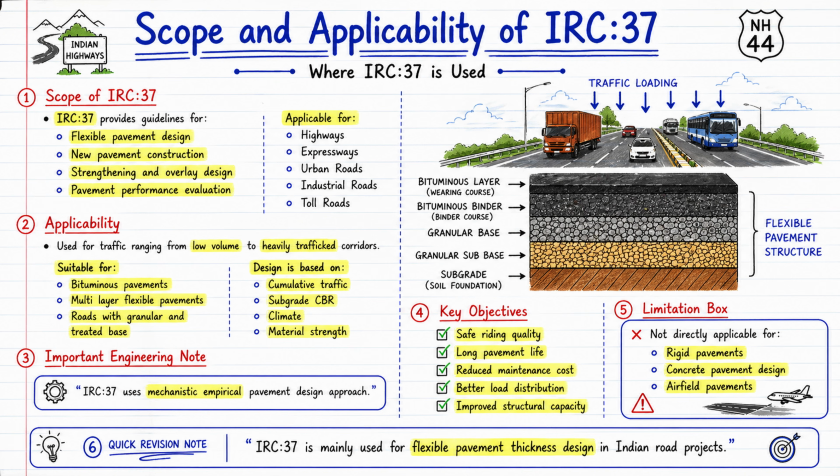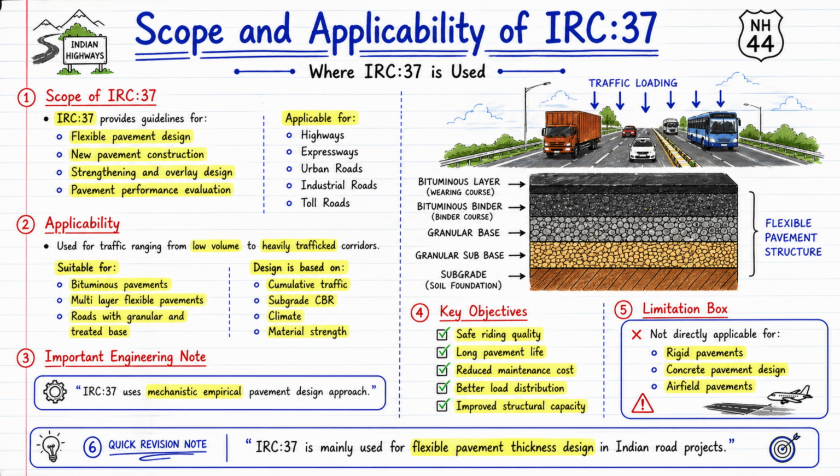Now look at the right side diagram. Flexible pavement structure. Traffic loading is shown above. The layers below: bituminous layer, binder course, granular base, granular sub-base, subgrade. Now here the wheel load is getting spread while going down. This is the layered load distribution mechanism. And this is the reason why the stress reduces as we reach the subgrade.